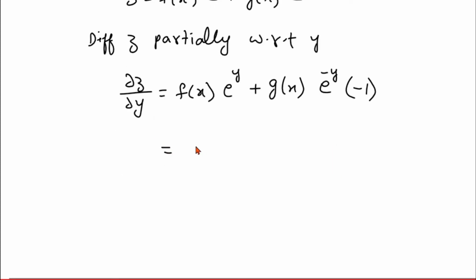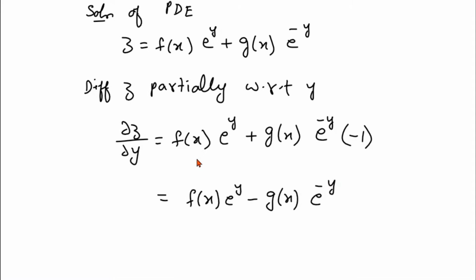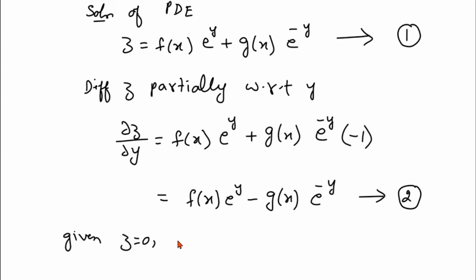So ∂z/∂y = f(x) e^(y) − g(x) e^(−y), since plus into minus becomes minus. Let me take the value of z as equation number 1, and the value of ∂z/∂y as equation number 2. Now I'll use the conditions. Given z = 0 when y = 0, the first condition I'll use in equation number 1.